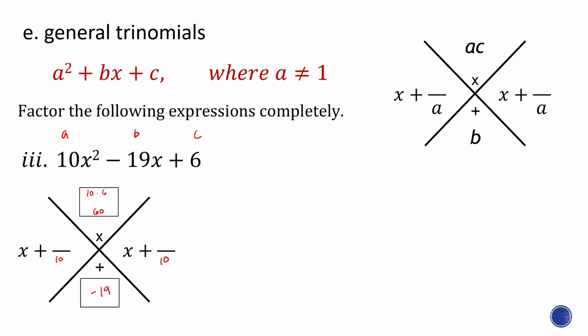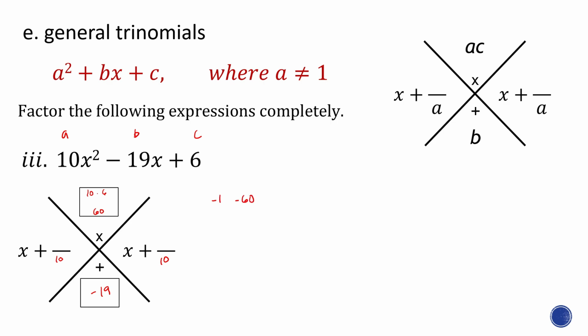Now, the 60 is positive, which means that the numbers that we're looking for here are both positive or both negative. Now, are they both negative or both positive? Well, check the sign of B. The sign of B is negative, which means that the numbers we're looking for here are both negative. All right? Now let's list down those numbers.